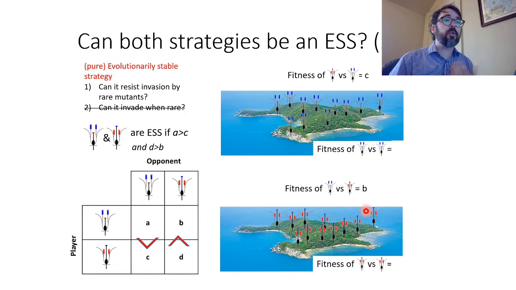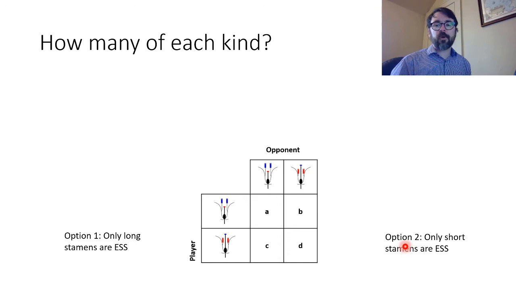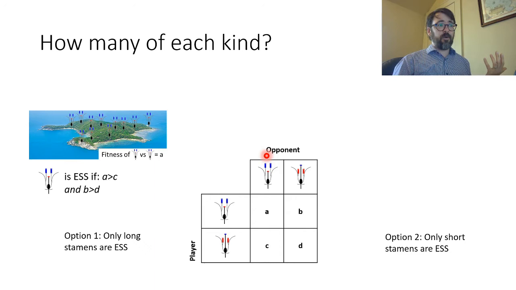And then one more thing, remember I said, so that's predicting the traits now, right? We can predict whether or not there's going to be one trait, two traits, and which trait it's going to be, but we can also predict the ecology. We can also predict how many of each kind in these different cases, right? So if only the long stamens are the ESS, well then that's boring. It's going to be 100% long stamens. And the same in this world is going to be 100% short stamens.